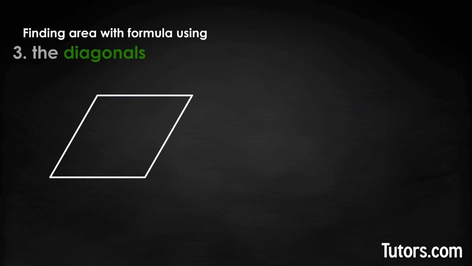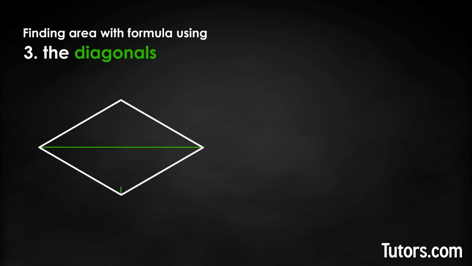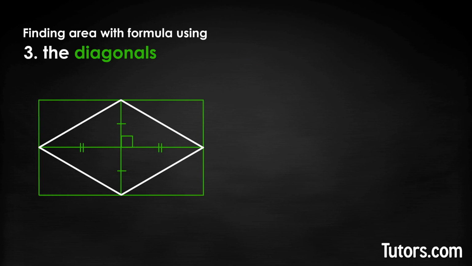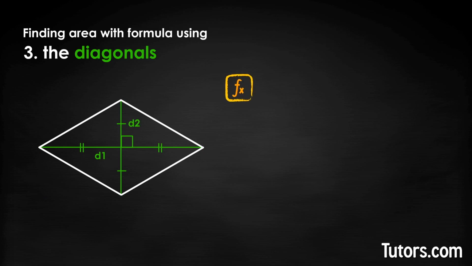Let's look at the formula using the diagonals. Remember that the diagonals of a rhombus always intersect each other at right angles and bisect each other. That means the two diagonals form two sides of a square that is twice the size of the rhombus. You can find the area in square units of the rhombus by multiplying the lengths of the two diagonals, d1 and d2, and dividing by 2. Area equals d1 times d2 divided by 2. If our rhombus only has the measurements for the diagonals, this is the formula we would use.